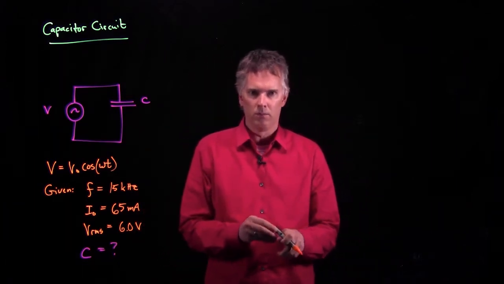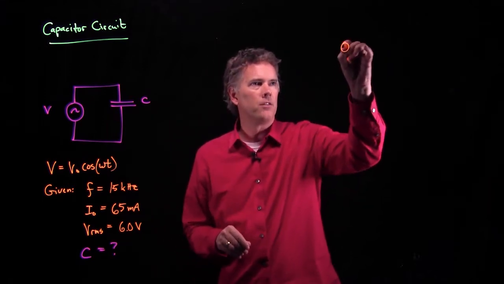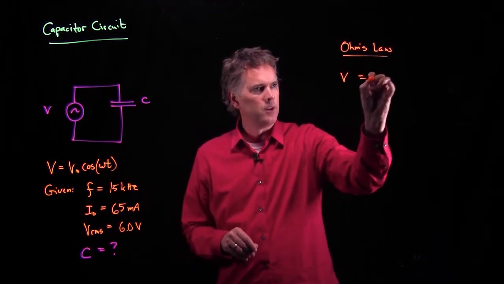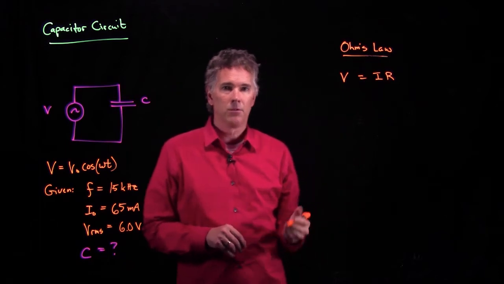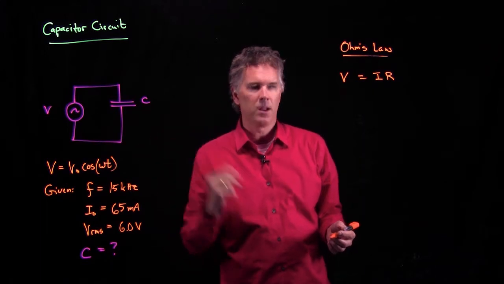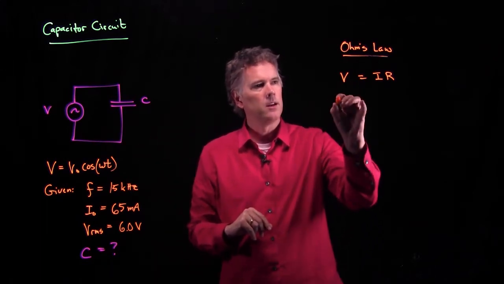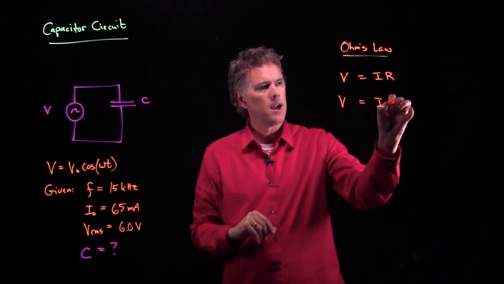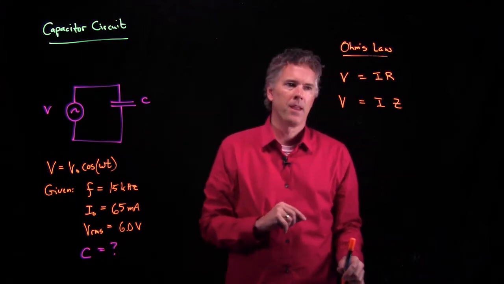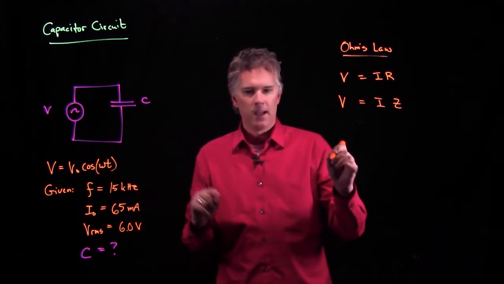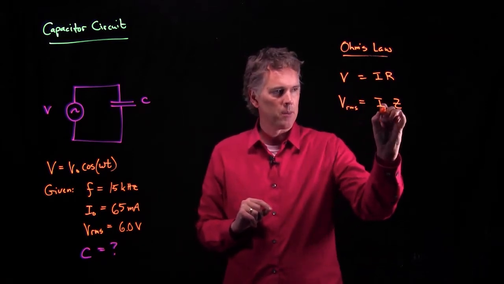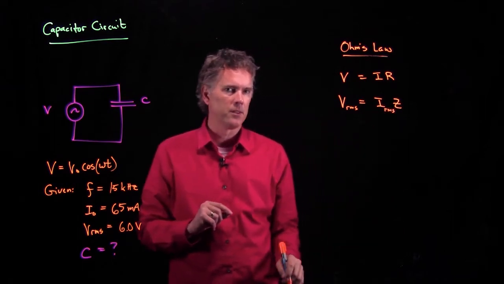Well, we go back to good old Ohm's law, right? Ohm's law says the voltage is equal to the current times the load, the resistance. But remember, when we deal with these capacitors, we have complex impedance. And so the equivalent is V equals I times Z, where this Z is the complex impedance of the device. To be technically correct, if we're talking about RMS voltage, we need to put RMS right there, and we're talking about RMS current, so we put an RMS right there.